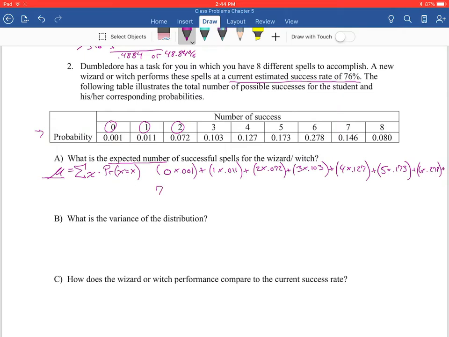7, so this is added, plus 7 times 0.146 plus 8 times 0.08. So 0 times 0.0001 is 0, of course, and then 1 times 0.001 is 0.011. Do this through for all of these when you're multiplying them out.